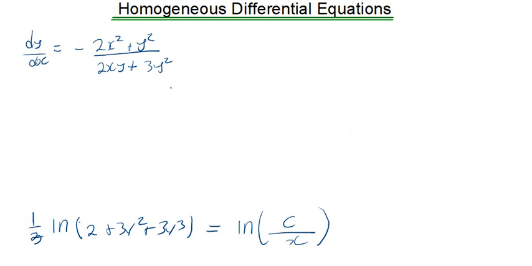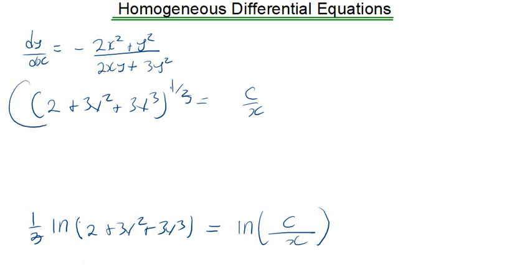So now we know that we can bring this on, like raise this to the power 1 over 3. That's how we do logs, and I can get rid of it. So that's going to be 2 plus 3v squared plus 3v to the power 3, to the power 1 over 3, is equal to c over x, to the power of 1 over 3. So I can raise that to the power 3. I do the same on my right hand side. That's just going to be 2 plus 3.